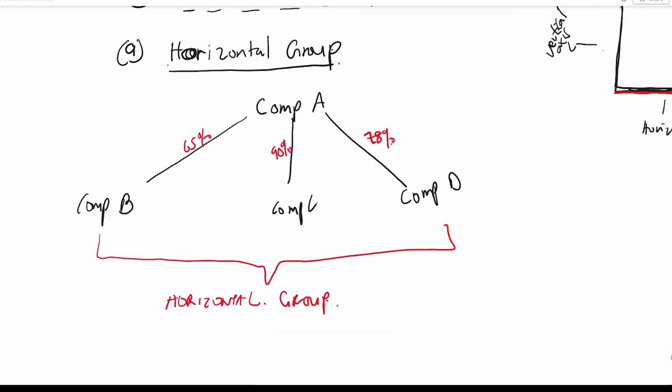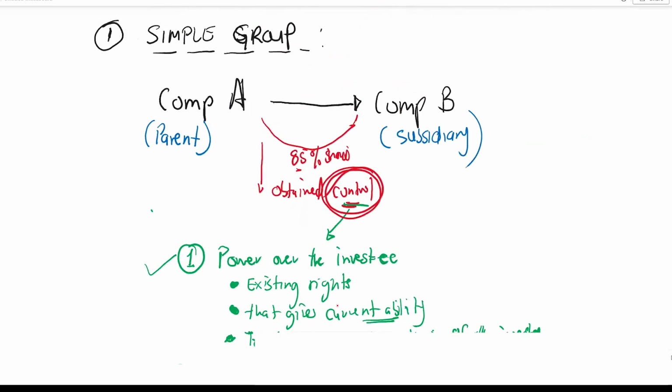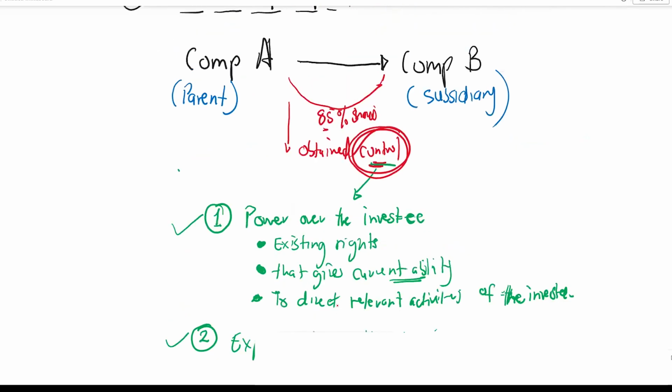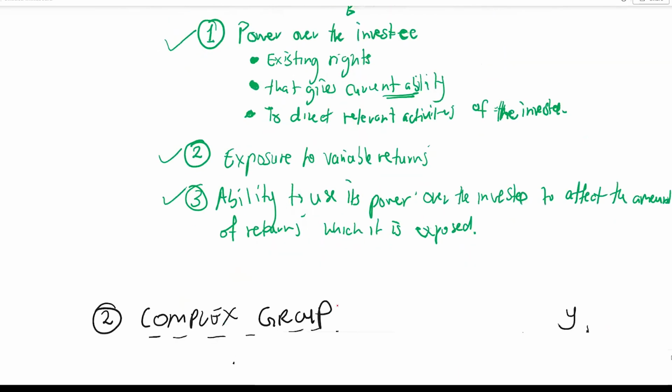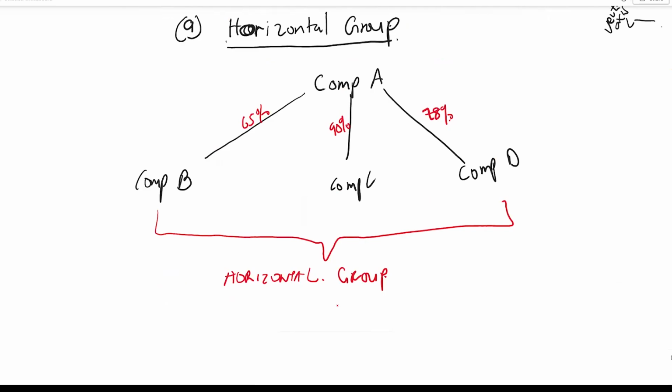This one is still quite easy when accounting for it, because it's similar to a simple group, just that there is more than one subsidiary. Because the parent has a direct relationship with all the subsidiaries, the accounting is almost the same as the simple group. I'm just going to have many of whatever I would do in a simple group. So that's my first type of complex group.